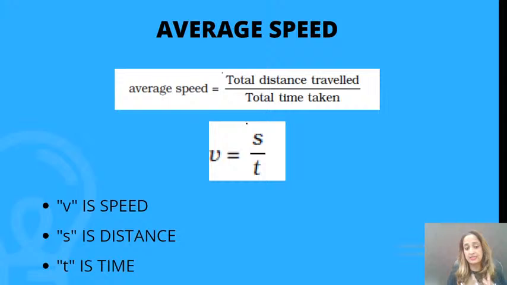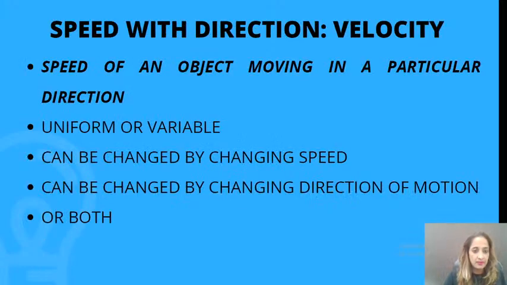So v is the speed, s is the distance, guys. S is not speed, though it sounds like it should represent speed, but it is actually the distance, and t is the time taken to cover that distance, denoted by small t. So v is speed, s is distance, t is time taken, and this is the formula that you can use if you want to calculate average speed for something. All right, there you go.